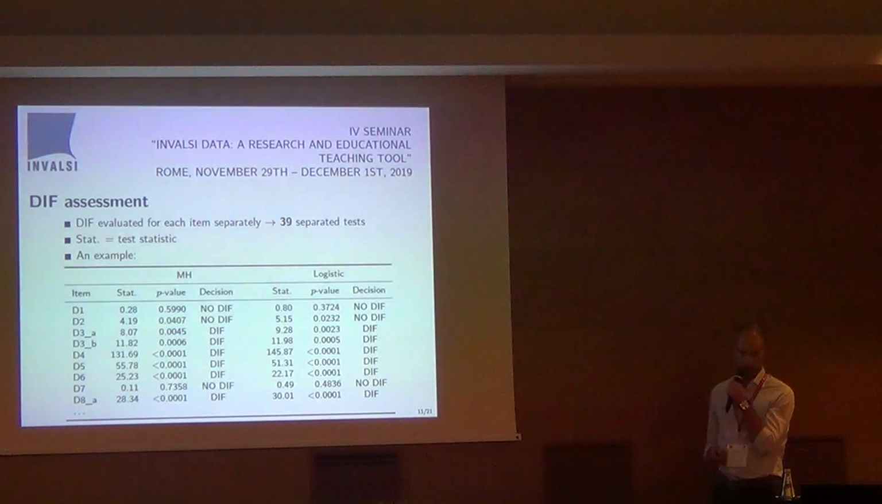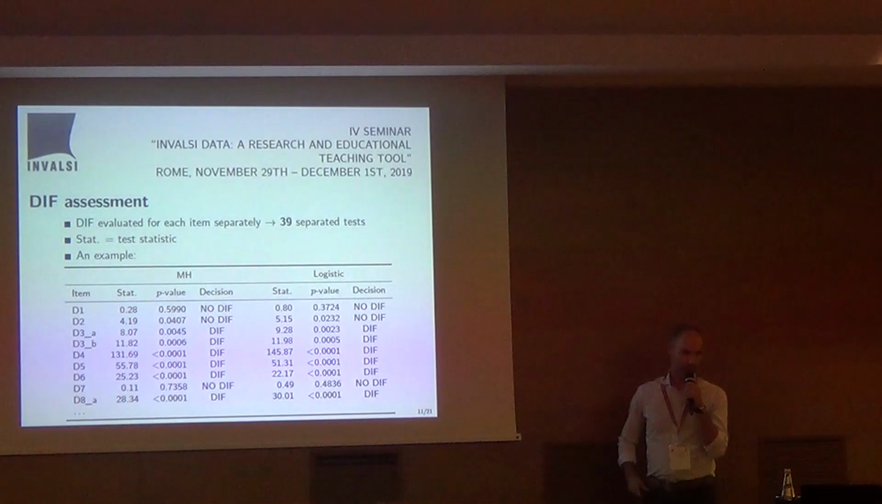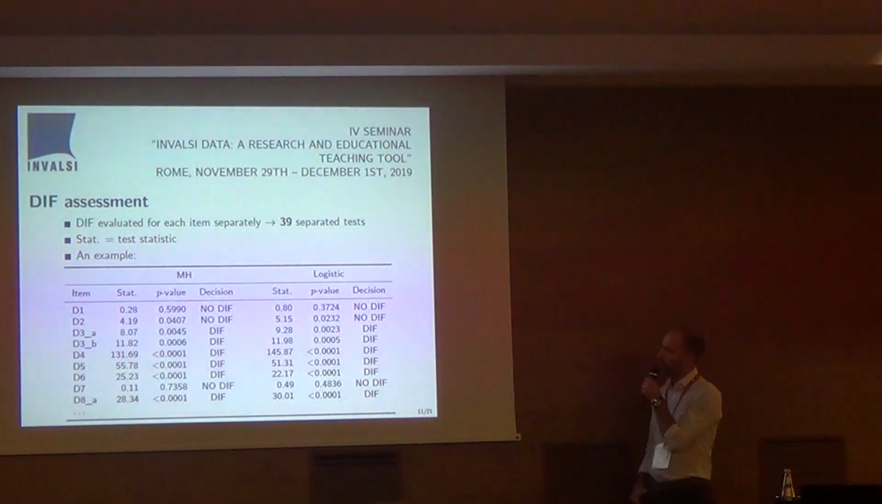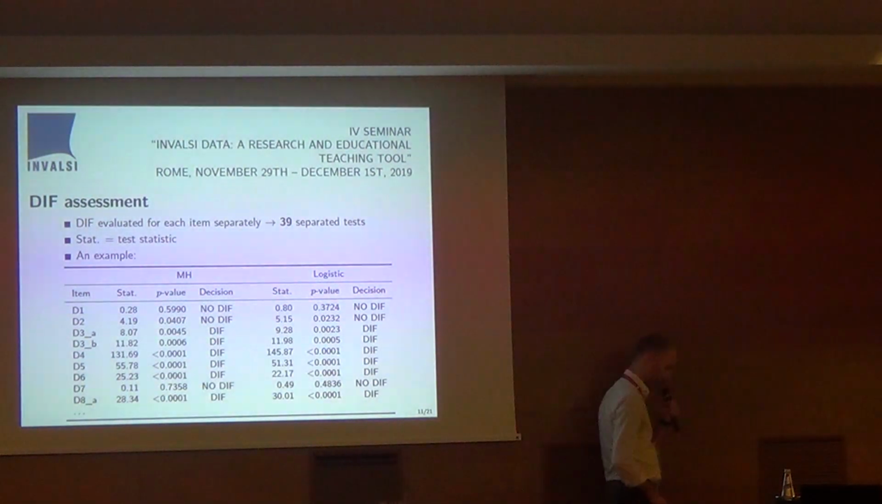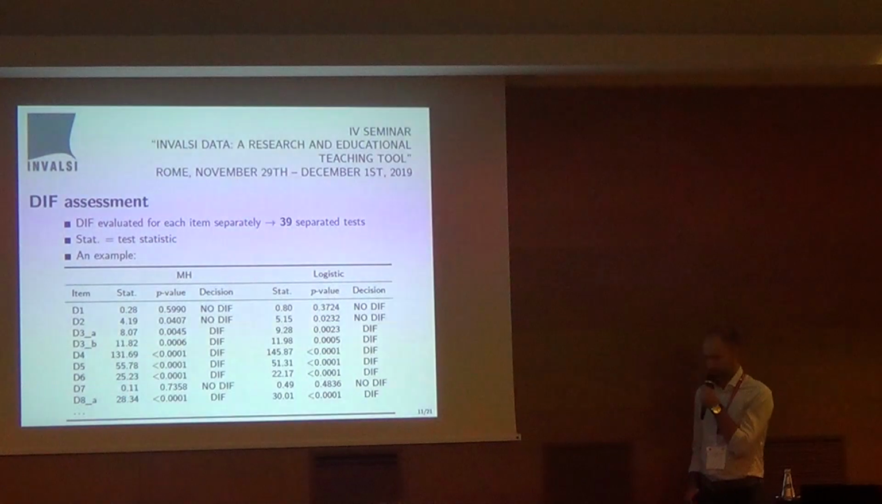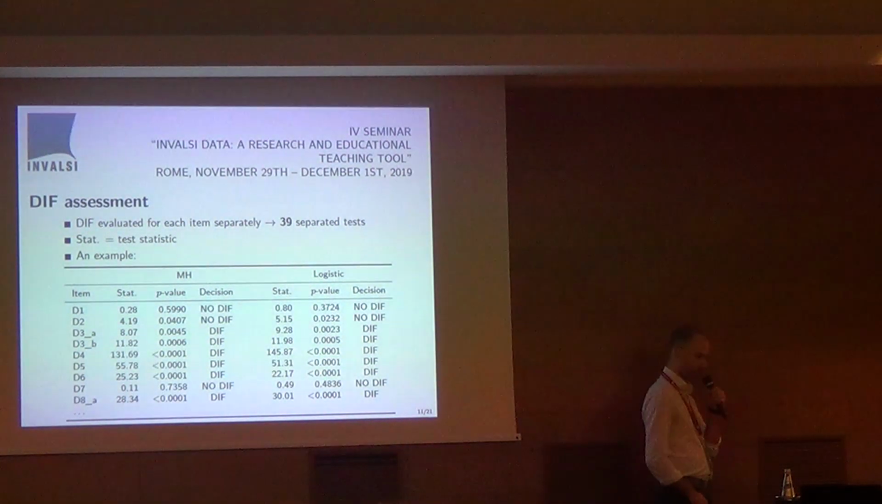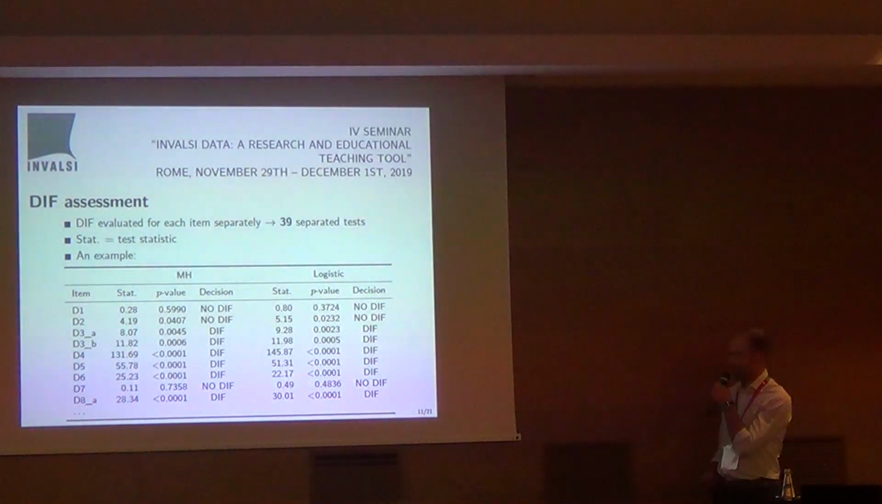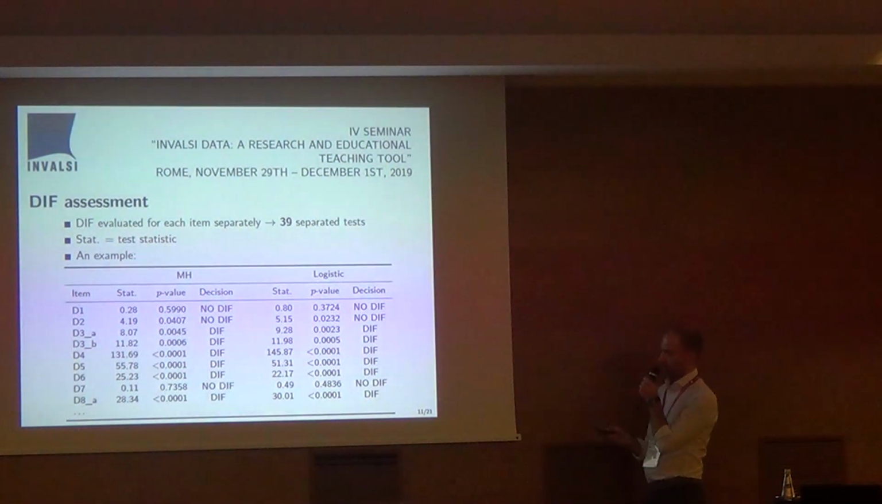And okay, DIF assessment is performed for each item separately. So we are going to perform 39 different tests. For each item we have a test statistic, okay? We have the p-value associated to the statistic, and then we have to decide whether the item is or is not affected by DIF according to the p-value.